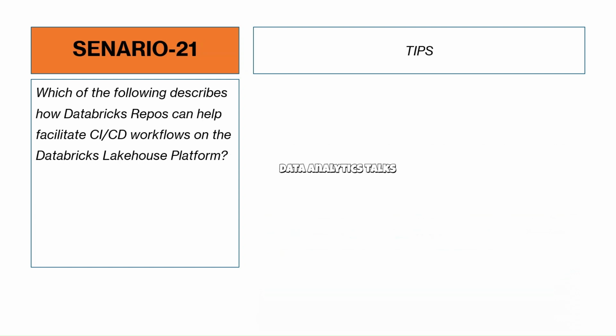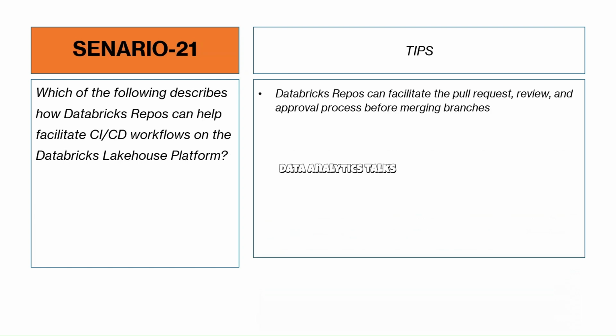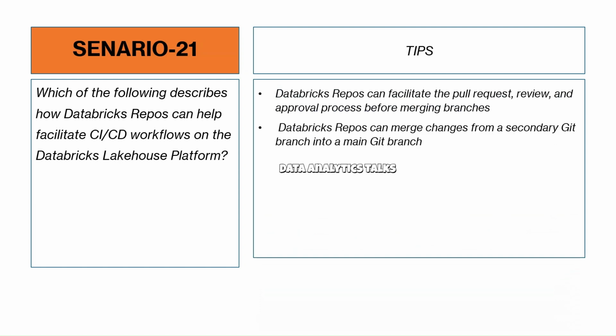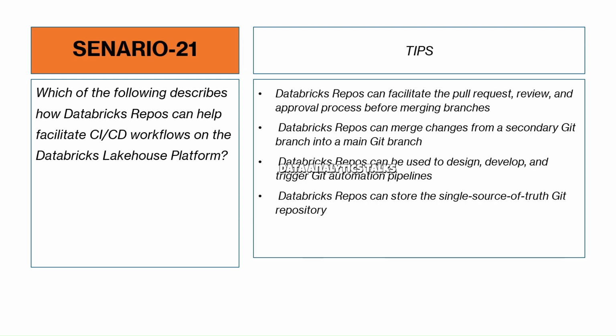Scenario 21. Which of the following describes how Databricks Repos can help facilitate CI/CD workflows on the Databricks Lakehouse platform? Look at the options. Databricks Repos can facilitate the pull request, review, and approval process before merging branches. Databricks Repos can merge changes from secondary Git branches into a main Git branch. Databricks Repos can be used to design, develop, and trigger Git automation pipelines. Databricks Repos can store the single source of truth Git repository. Databricks Repos can commit or push code changes to trigger a CI/CD process.